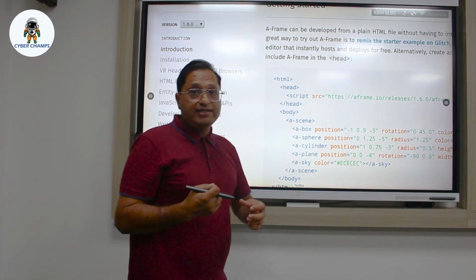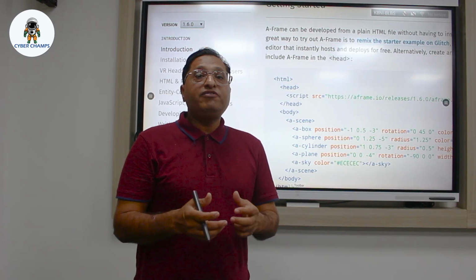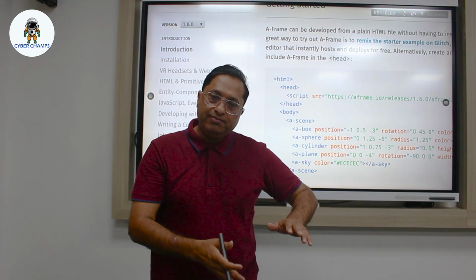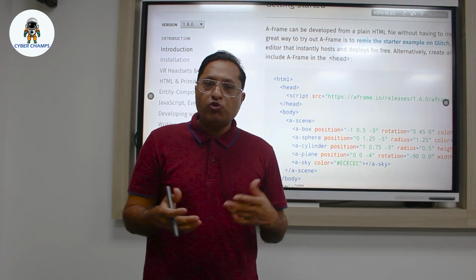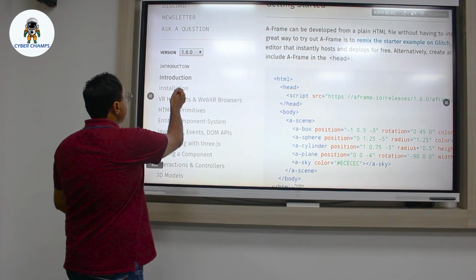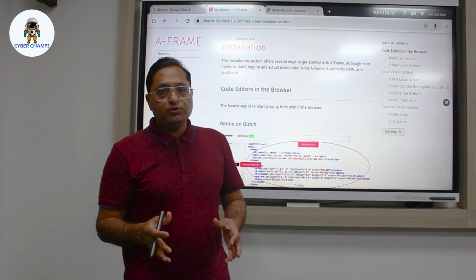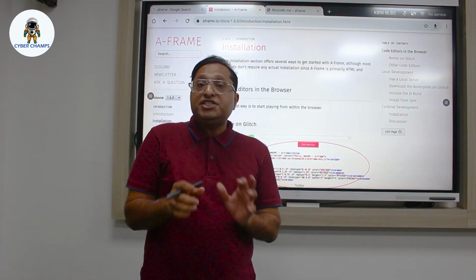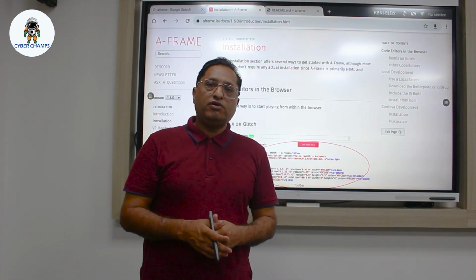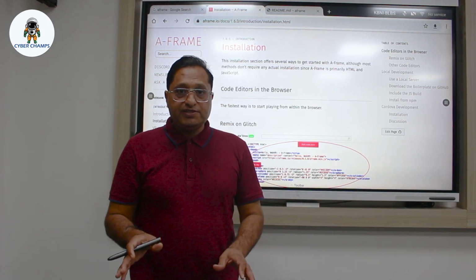But I would like you to read all these documents before starting the coding, because it will help you in building your logic. If you do not study them in detail, then you won't be able to develop your logic. For example, here is the installation option. But right now, I will just recommend that as a beginner, you use glitch.com instead of installing Apache server or WAMP server. You should go to glitch.com. It will make your life easy.